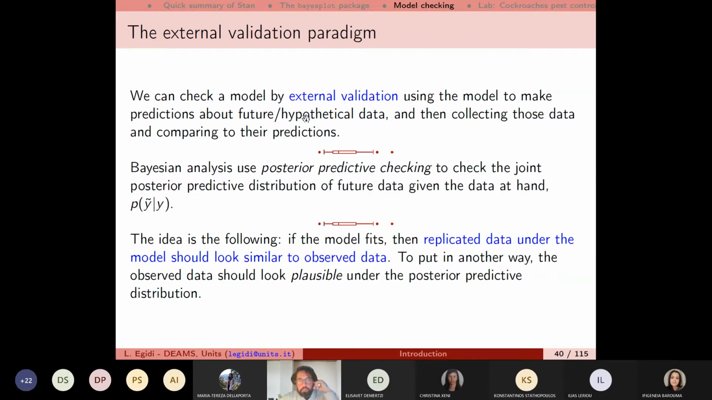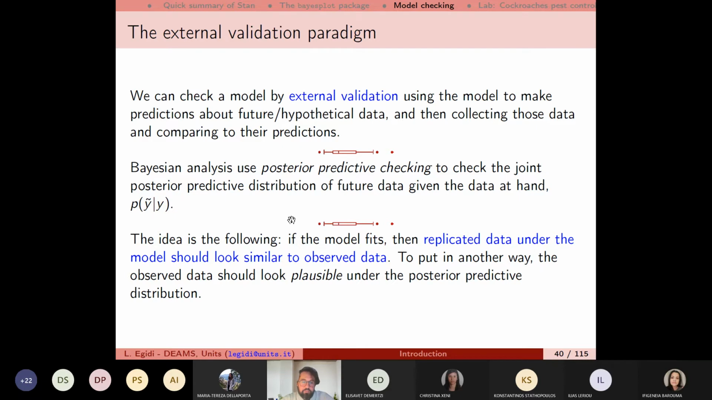So basically, we can check a model by external validation, using the model to make some prediction about hypothetical data, and then collecting those data and comparing to the predictions. In Bayesian analysis, usually we use what are called posterior predictive checks to check the joint posterior predictive distribution of future data, or eventually hypothetical replication from the same data that I used to fit the model.